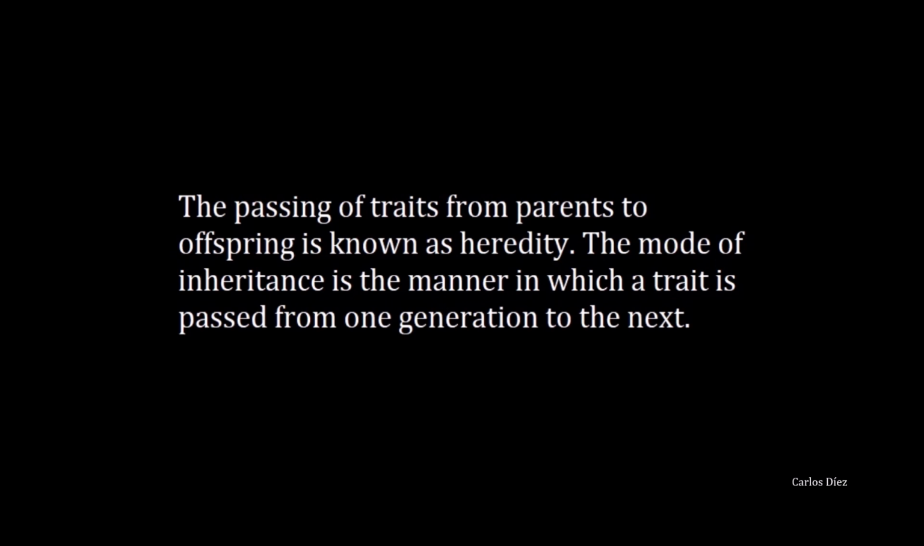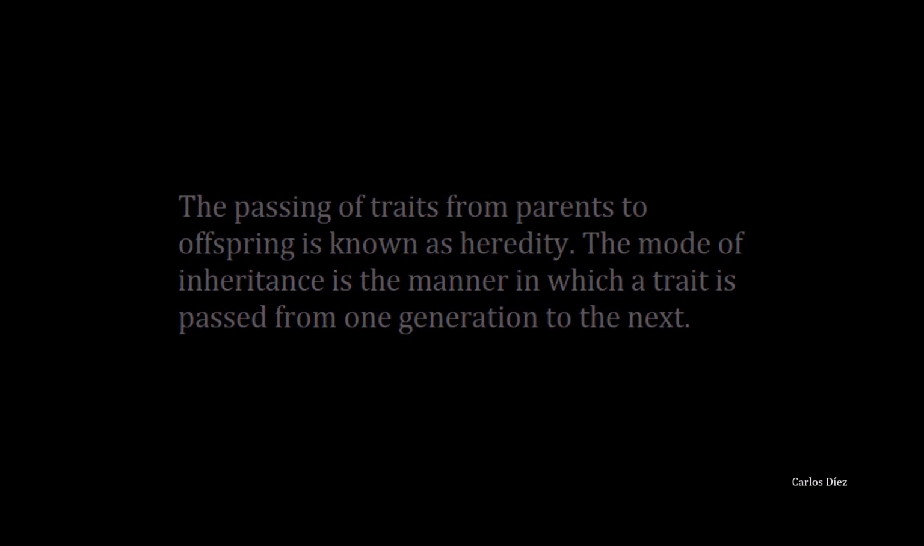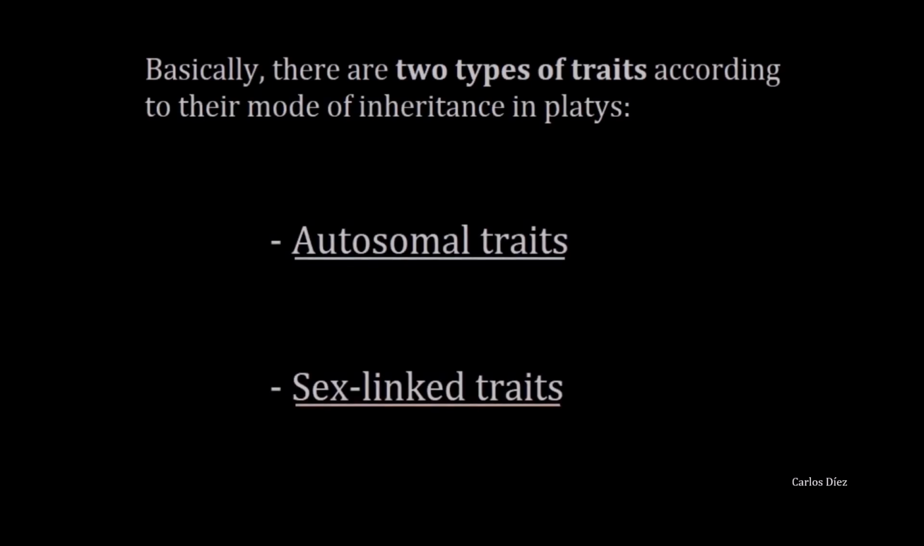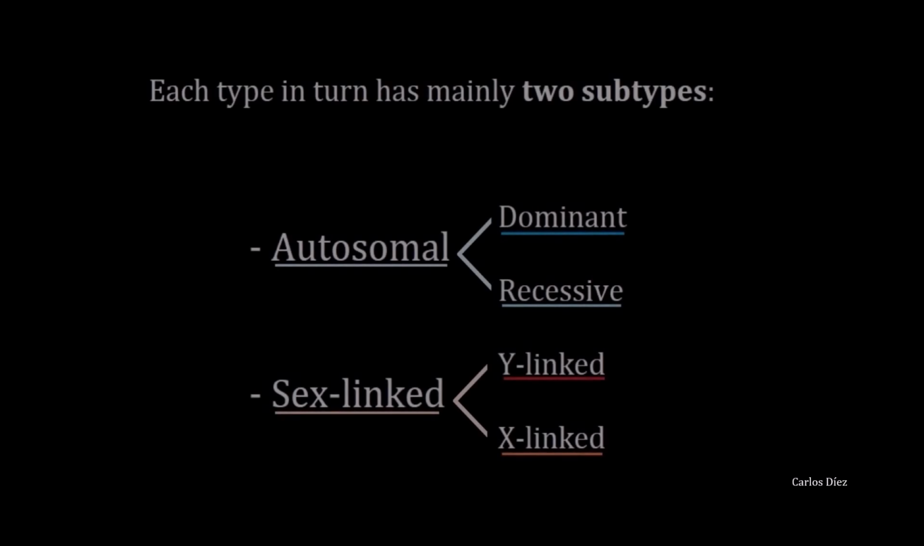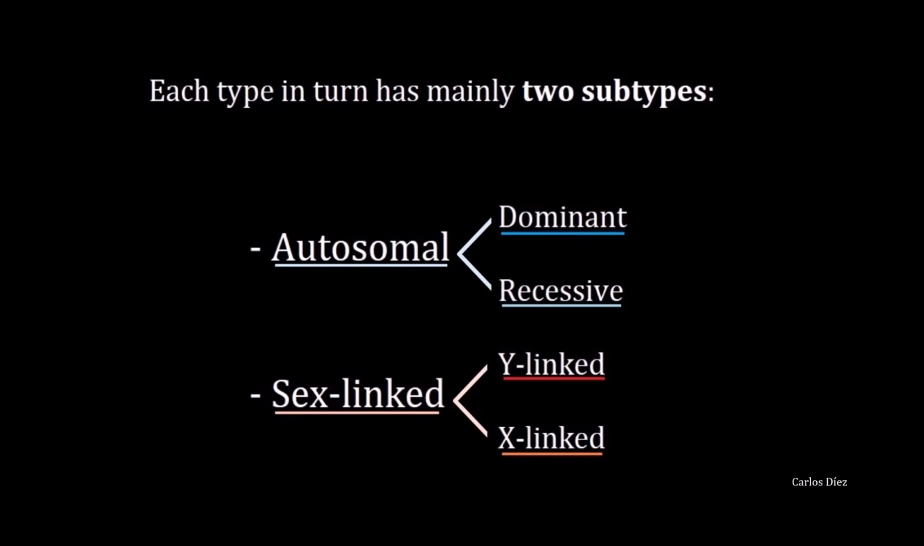The mode of inheritance is the manner in which a trait is passed from one generation to the next. Basically, there are two types of traits according to their mode of inheritance in Platys: autosomal traits and sex-linked traits. Each type in turn has mainly two subtypes. The autosomal traits can be dominant or recessive. The sex-linked traits can be Y-linked or X-linked.